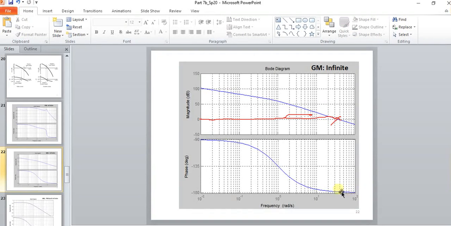That means you have a very small margin, this is the place where you are going to meet. So this gap from where you met this curve and the minus 180 is very small. So we can say that the phase margin is very small, which indicates a probable danger, meaning the system may go to instability.